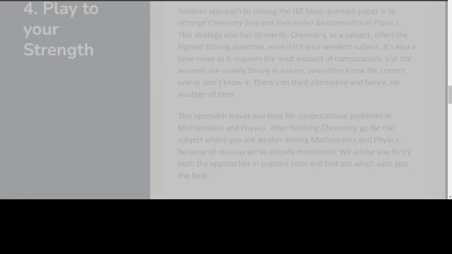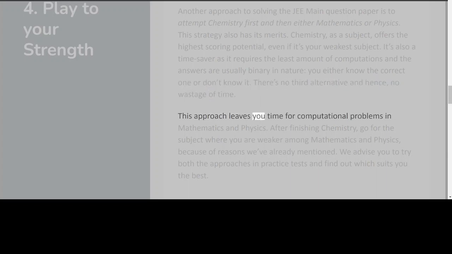4. Play to your strength. Another approach to solving the G main question paper is to attempt chemistry first and then either mathematics or physics. This strategy also has its merits. Chemistry, as a subject, offers the highest scoring potential, even if it's your weakest subject. It's also a time saver as it requires the least amount of computations and the answers are usually binary in nature. You either know the correct one or don't know it. There's no third alternative and hence, no wastage of time.